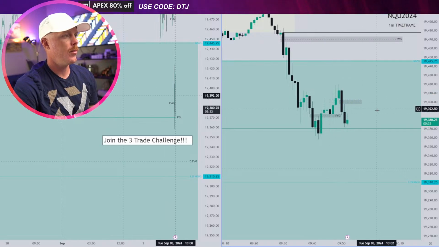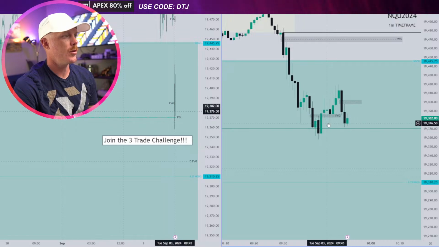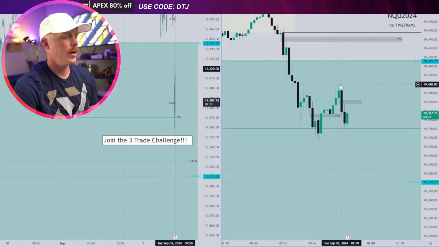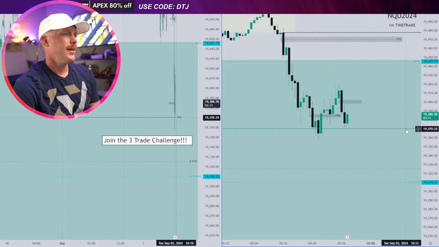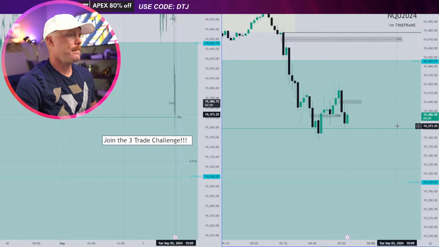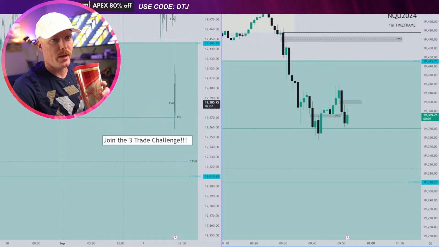Why would I be okay with using that? Because we swung and grabbed this liquidity right here, and we have our previous day low right here. That's the context on why I think we could at least run this high right here. But we have news in 8 minutes, so I'm very cautious on that because I want to wait.